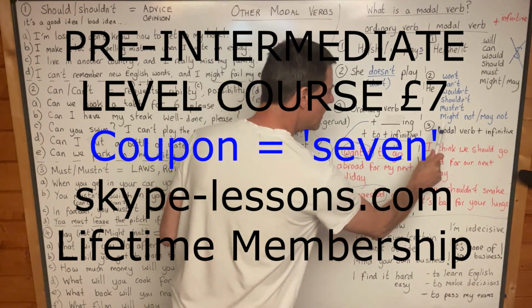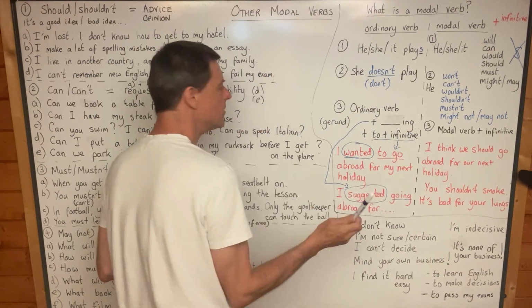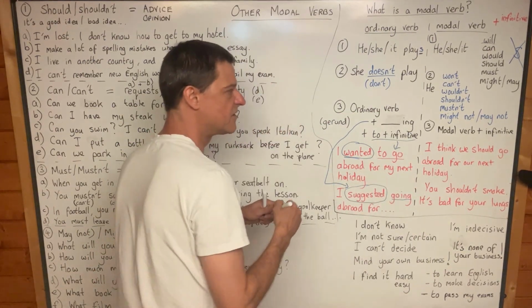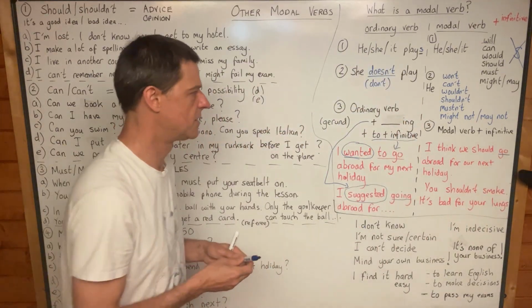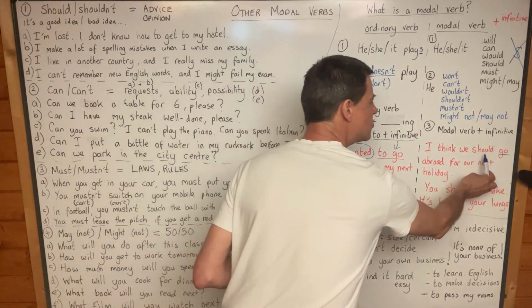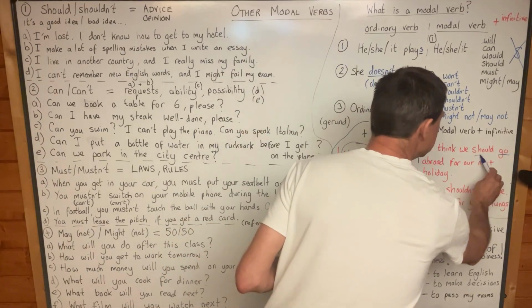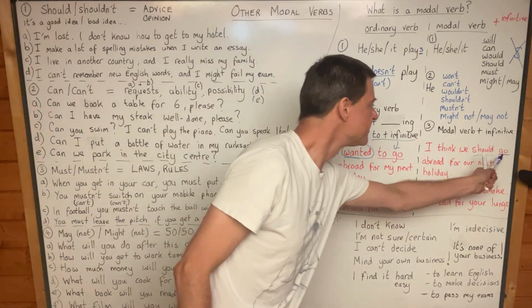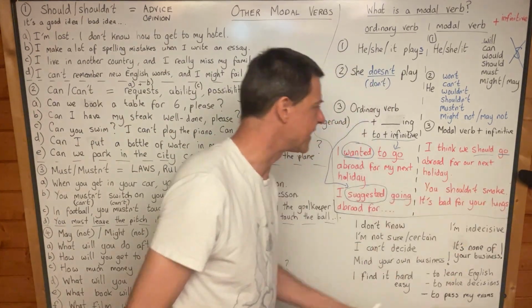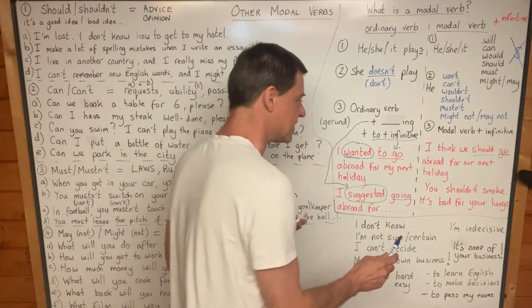Okay, and number 3 for modal verbs, we don't add gerund, we don't add to plus infinitive, we just add infinitive, yeah, with no to. Okay, so I think we should go abroad for our next holiday. Should means it's a good idea. I think it's a good idea, yeah, to go abroad for our next holiday. We should go abroad.